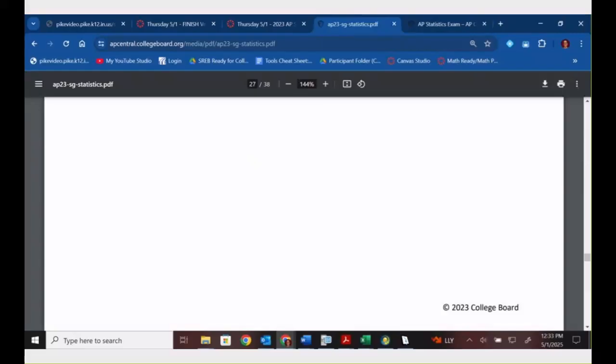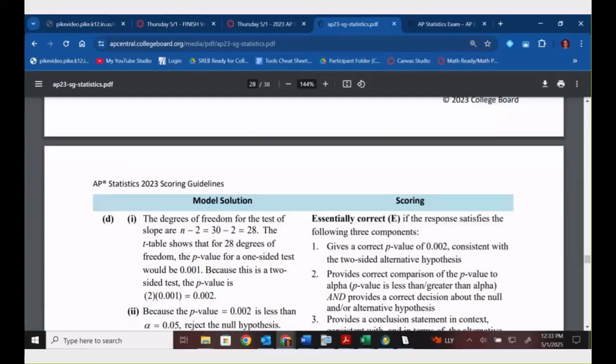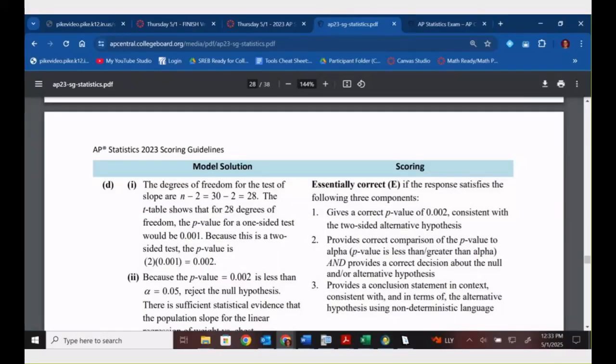Yes. Any other questions on part C? All right. Let's go look at part D.